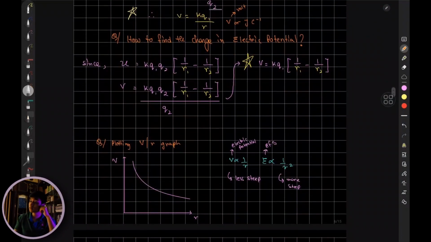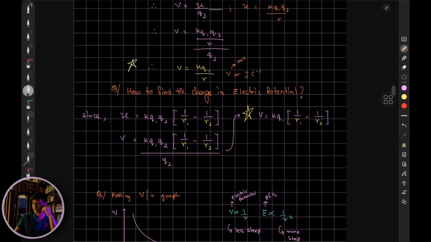Why is it the same thing? Because by definition, electric potential talks about work done per unit charge, and voltage is also this exact same definition, which is work done per unit charge.